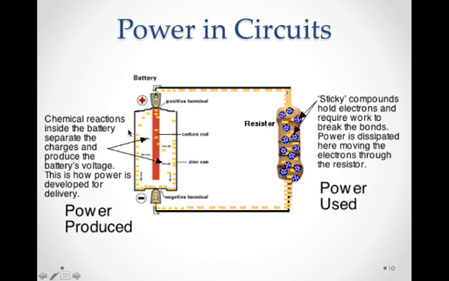Power in circuits. Usually when we're talking in circuits, we talk about delivering power. In this case, a battery delivers the power, and then the power is used in devices like resistors and transistors and so forth. So power is dissipated. Sometimes we talk about power being dissipated or used in the resistor, and it's delivered by the power source.